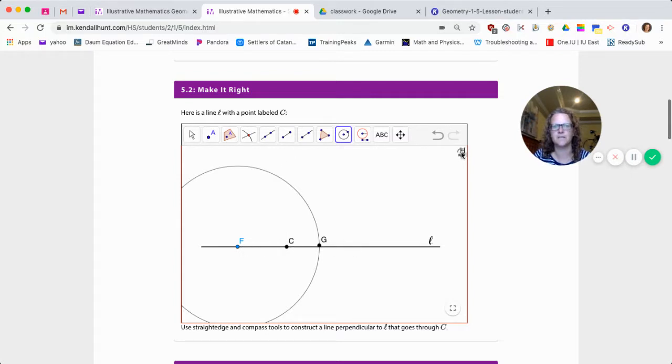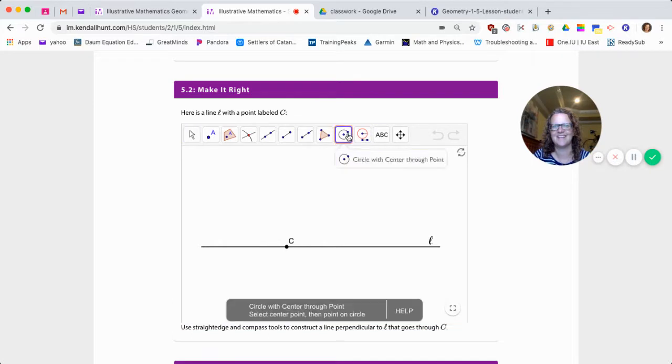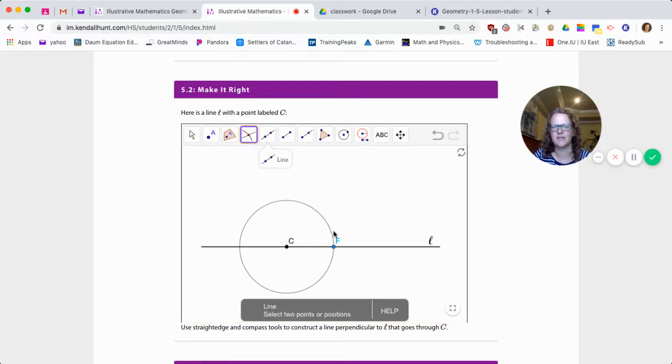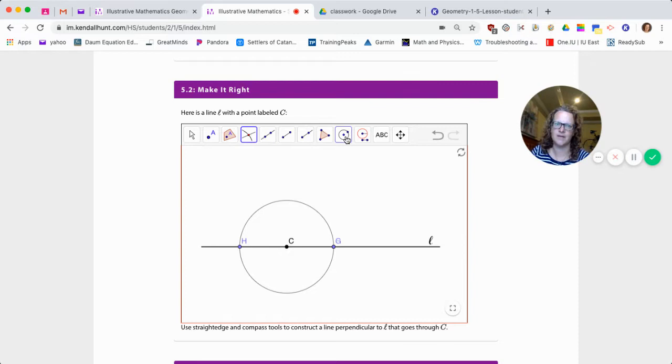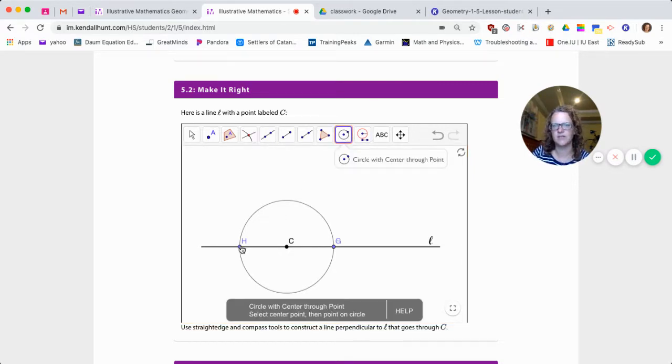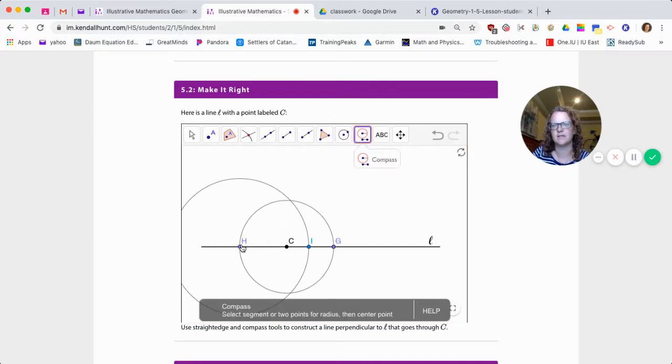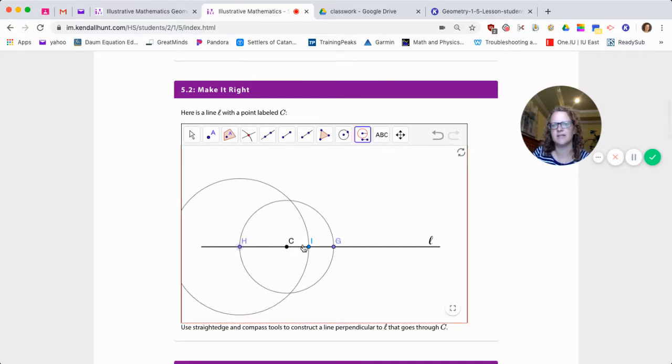Nope, I've already messed up. I knew I did. Okay, first let's do a circle at C. Intersection of C in here. Okay, so let's do that. A circle at center H that goes past C. And now I want to compass the exact same radius, but I need that at G.